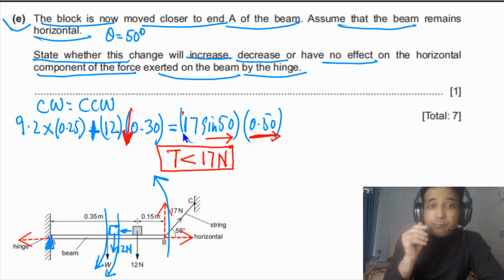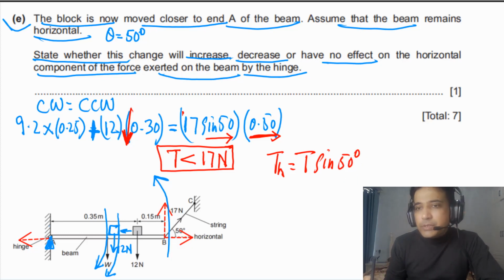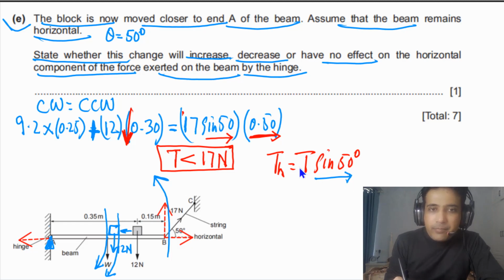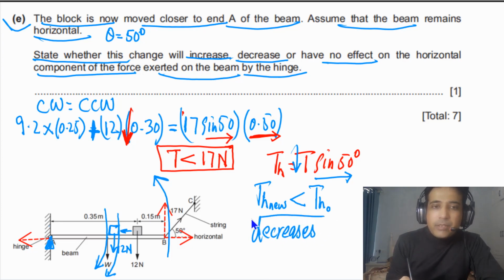If T decreases, how about the effect on the horizontal component of tension? So we can say TH. TH has to be equal to T sine of 50 degrees. Now in this case, the angle is the same, but T has decreased. So how about TH? It means that the new value of TH has to be lower than the original value of TH. So simply you can say TH in this case has decreased. So this is how you can compare. So what is the effect on the horizontal component of the force from the hinge on the beam?